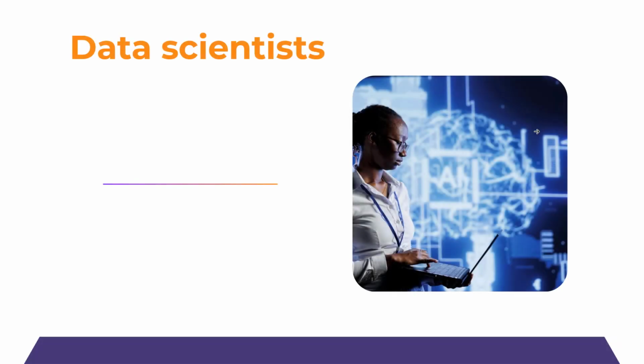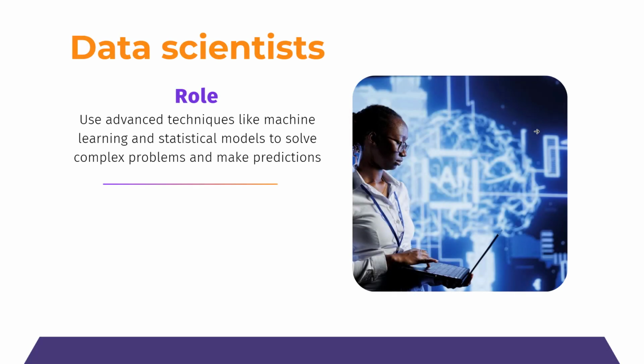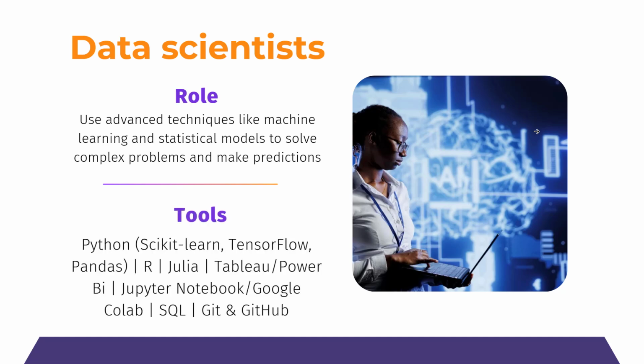So the next professionals are data scientists. Now these basically utilize advanced techniques like machine learning and statistical models to solve complex problems and make predictions. Now most people confuse data analysts and data scientists, but the only difference between these two is data scientists actually utilize the data to be able to predict the future, while data analysts learn from past data to be able to better processes.